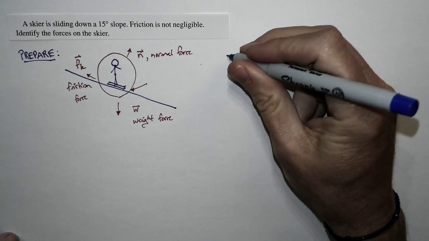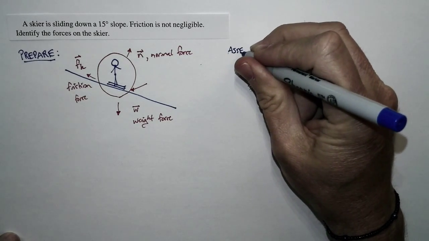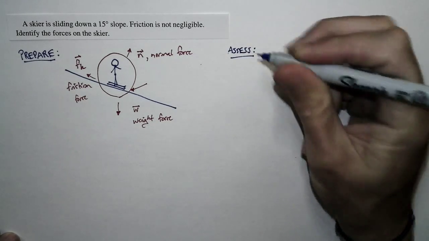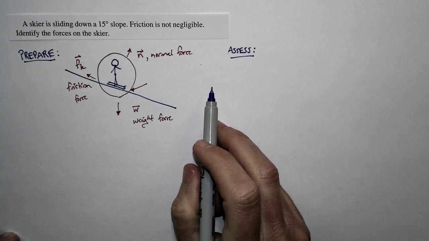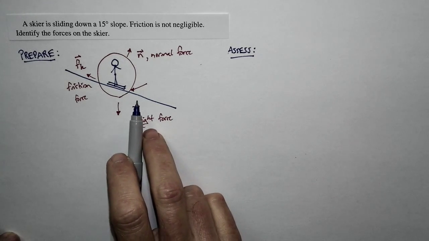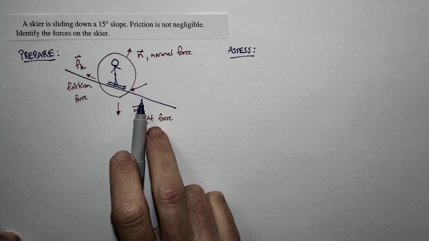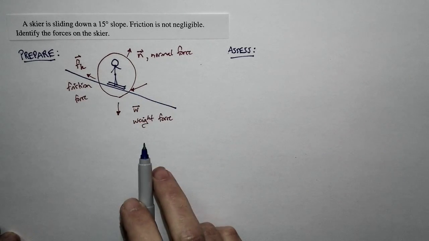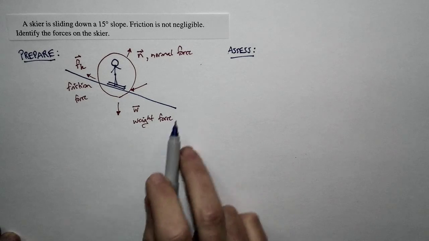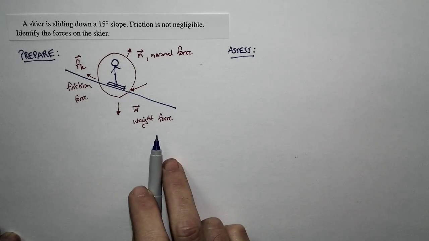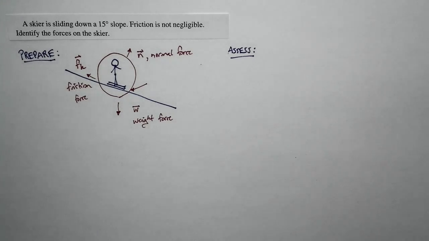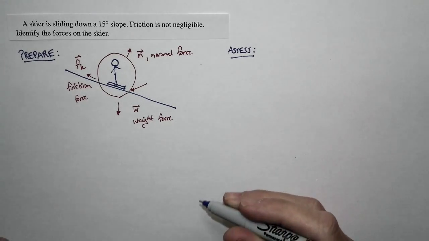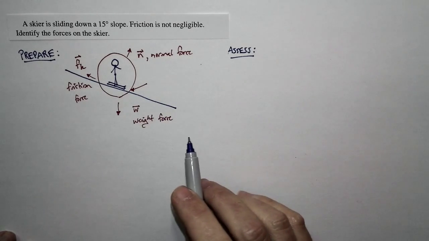Now let's assess this and see if it makes sense. First off, contact forces. There's only one thing that touches the skier, and that's the surface. Surfaces only exert two types of forces, normal force and friction force. We have both of those, so it's good. Then for our assessment, we always have the long-range force, the weight force. That's going to apply basically in every problem that you see. And so we've accounted for all the forces.